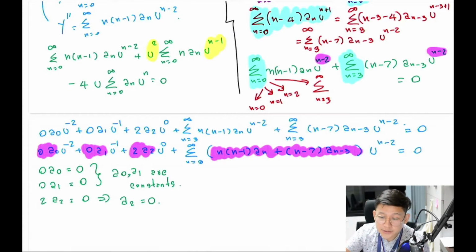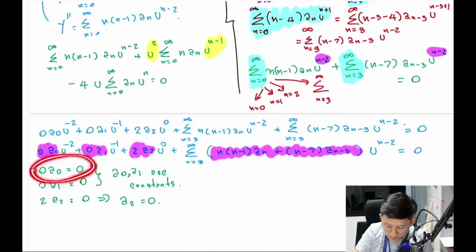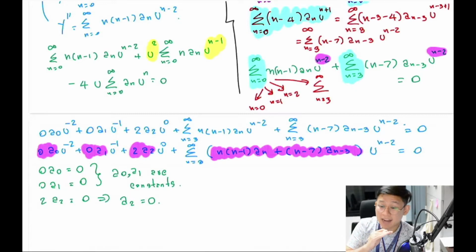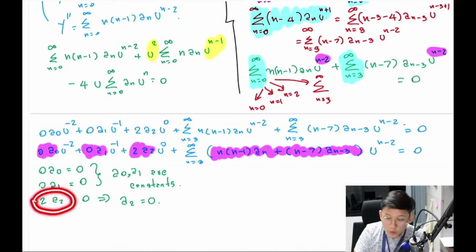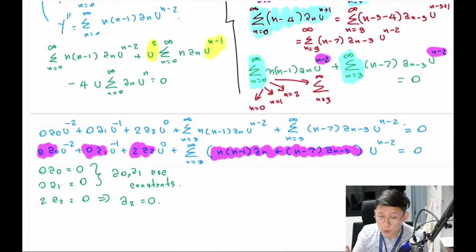0·a0 is 0. This one means that a0 can be anything. For example, if a0 is 10, 10 times 0 is still 0. See, it means that a0 can be anything. But here 2 times a2 is 0. It means that a2 needs to be 0. So a0 and a1 can be any constants.